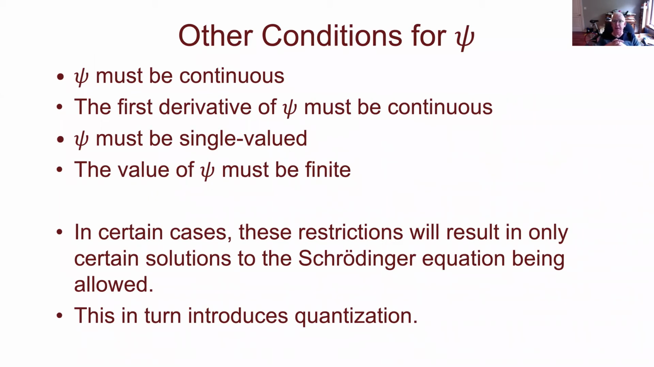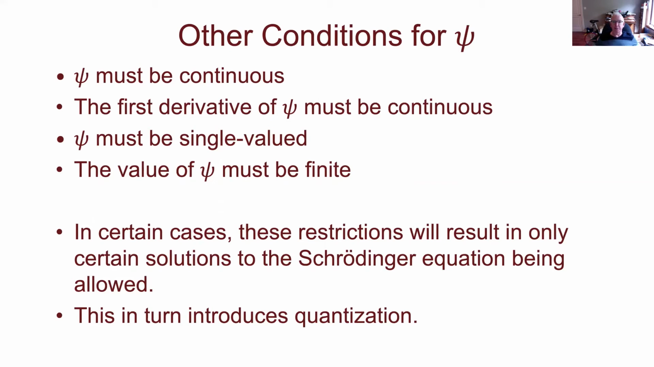It has to be single valued, meaning for a particular value of x, if it's a one-dimensional problem, at any given point, there can only be one value of psi, okay? Because otherwise I would have more than one probability of being at the same point, and that can't actually be right, okay? The value of psi itself must be finite, and that's in part because we have to have it be so that the integral of psi squared can be equal to 1. If psi itself can go to infinity, then that is not going to work, right?